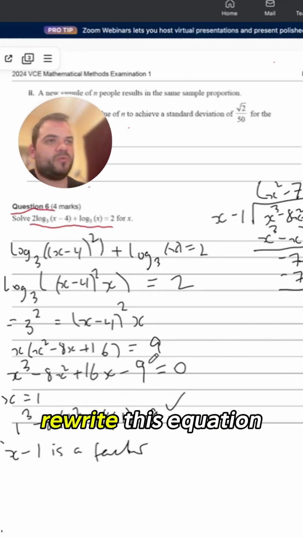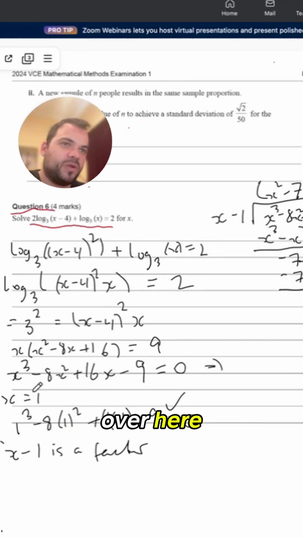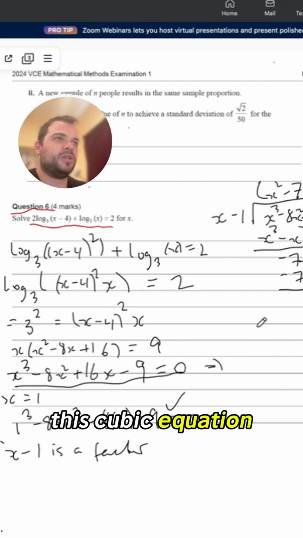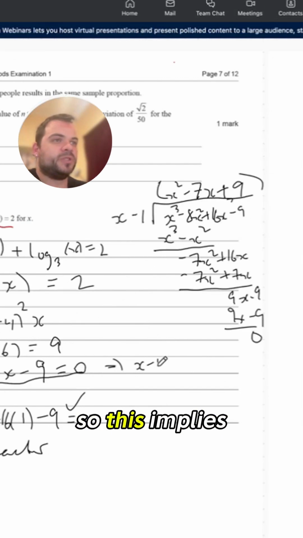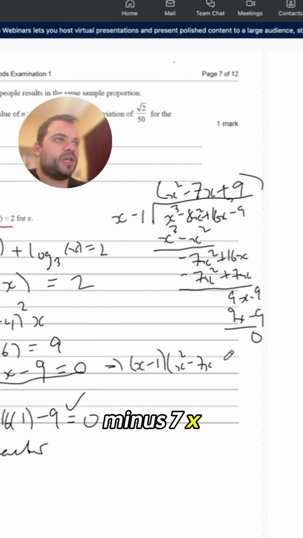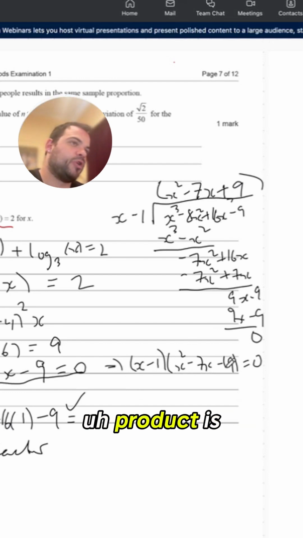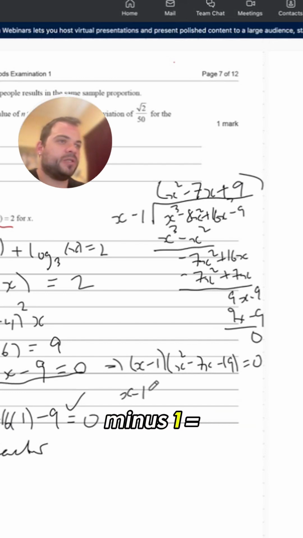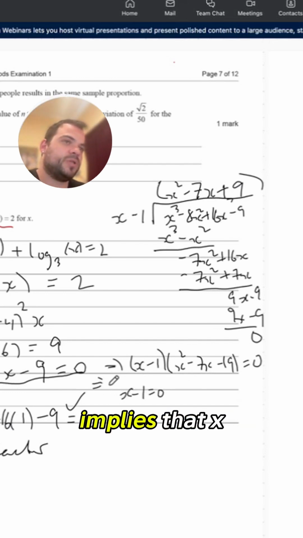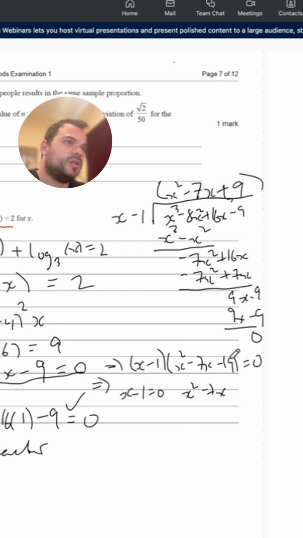So we can rewrite this equation over here, this cubic equation. We can write the cubic in factorized form. So this implies that x minus 1 times (x squared minus 7x plus 9) is equal to 0. So using null factor theorem, this product is equal to 0 if either x minus 1 equals 0. So this implies that x minus 1 is 0, or x squared minus 7x, that's supposed to be plus 9, is 0.